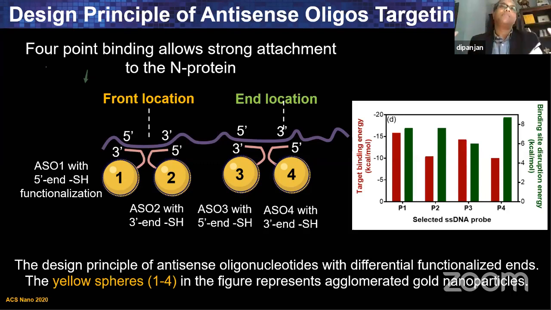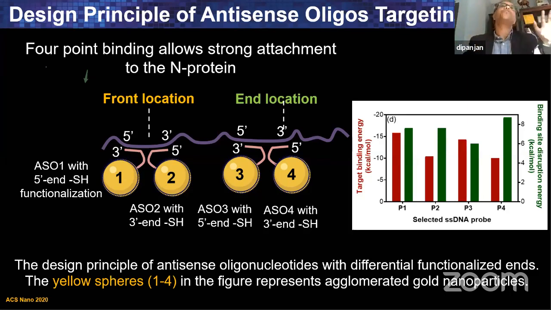We are coming up with the antisense oligonucleotides. So we developed and patented 4 antisense oligos. 2 of them have the capability to bind to the front location of the viral RNA or the N protein, and then 2 of them have the capability to bind to the end location.